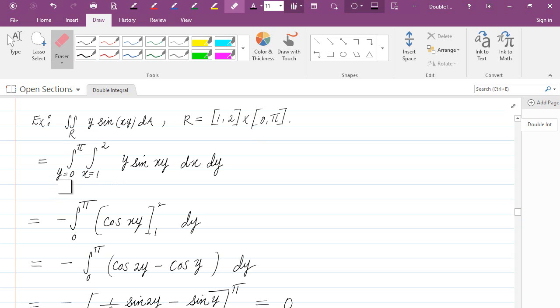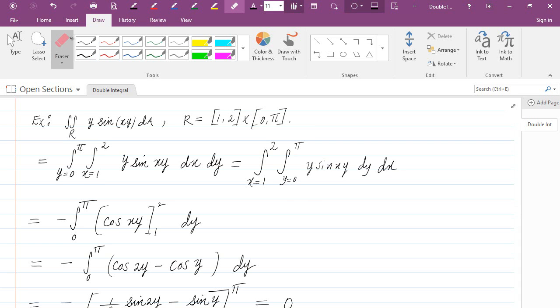the integral from 0 to pi, integral from 1 to 2, y sine of xy dx dy, where we are integrating with respect to x first and then with respect to y. But Fubini's theorem also allows us to write this as the iterated integral, x going from 1 to 2, y going from 0 to pi, y sine xy dy dx. Now, both of them are valid.